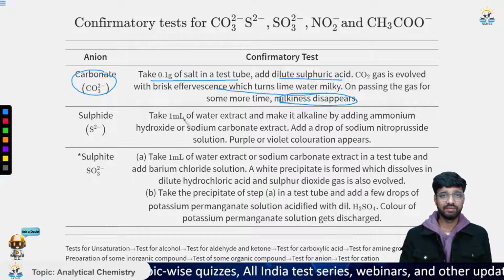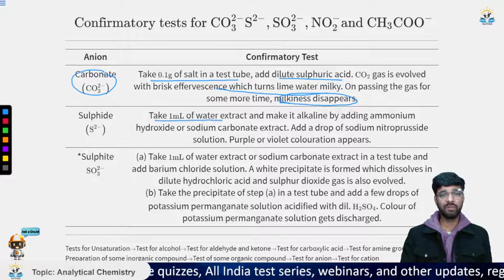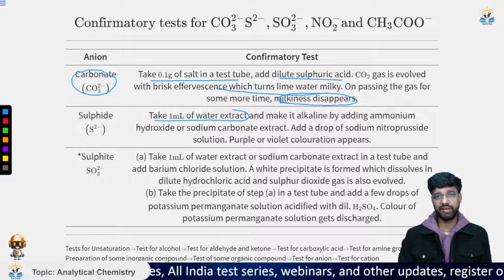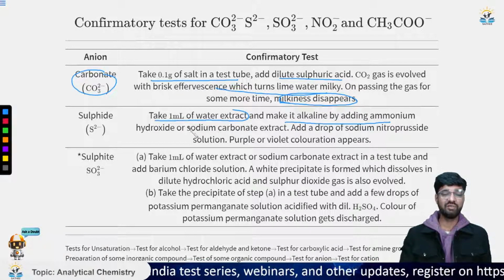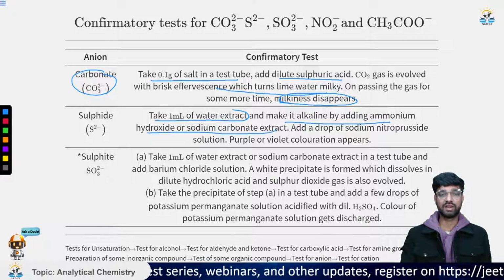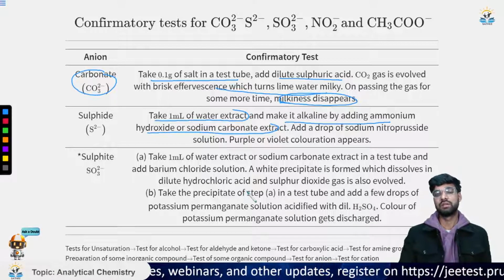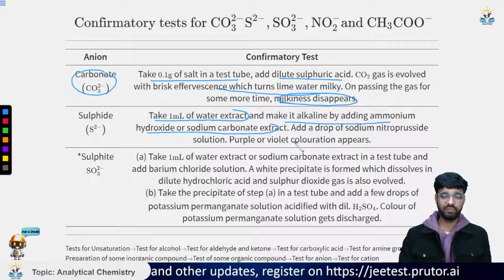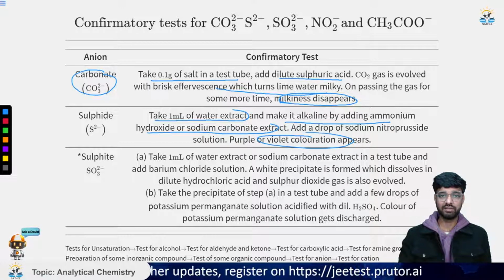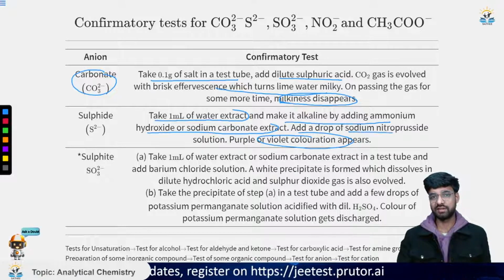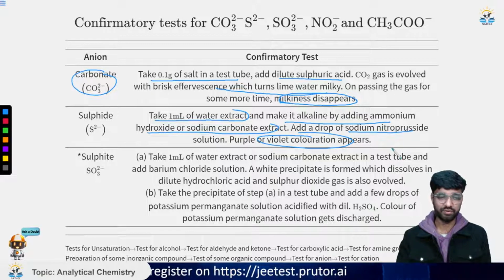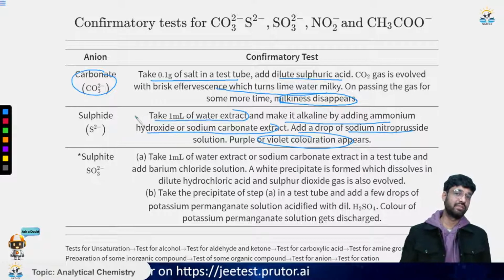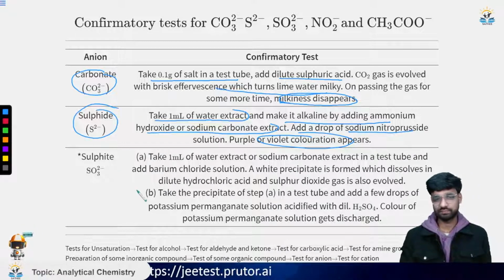So this confirms that this is our carbonate ion finally. Next, for sulfide ion, we take 1 ml of water extract, make it alkaline by adding ammonium hydroxide or sodium carbonate extract. Now we add a drop of sodium nitroprusside solution, then a purple or violet coloration appears. This is an important reaction, with sodium nitroprusside, and this confirms that we have the S2- ion.